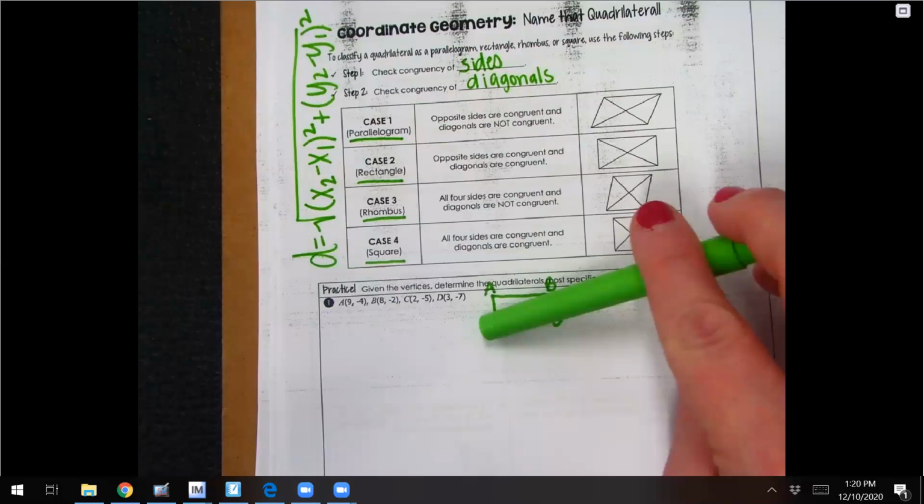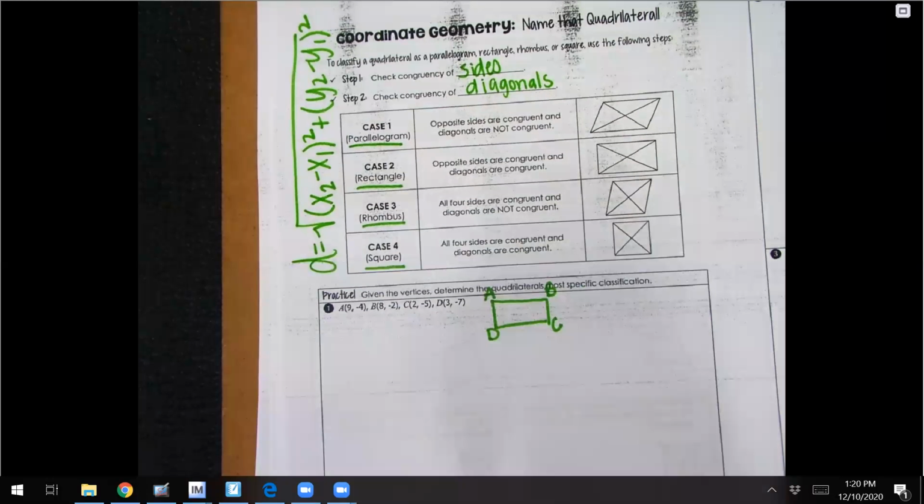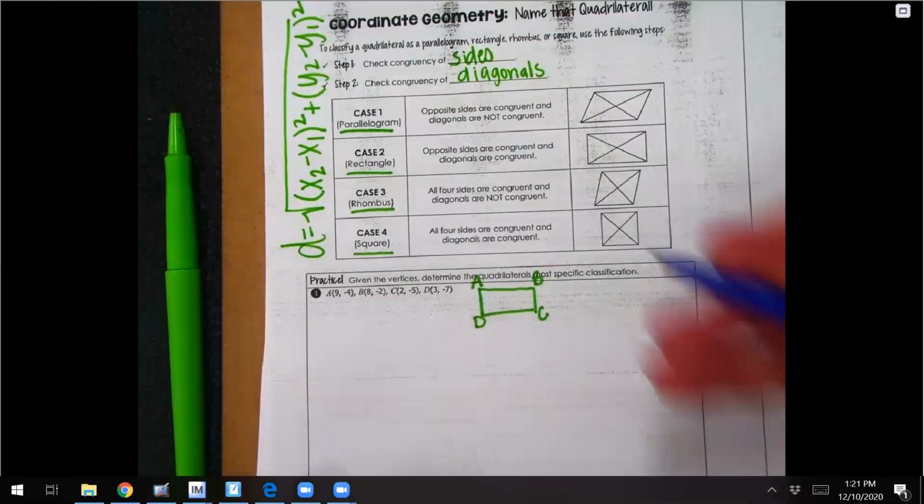If it's P, Q, R, do P, Q, R, S. That way you're not messing it up, because we are specifically looking at sides and the diagonals. It's very important to have the order right. So when we're doing this, we're comparing the distances of the sides. I'm going to start with AB and compare that to CD. AB, we need the distance formula for that.